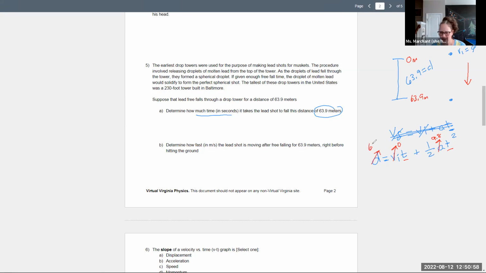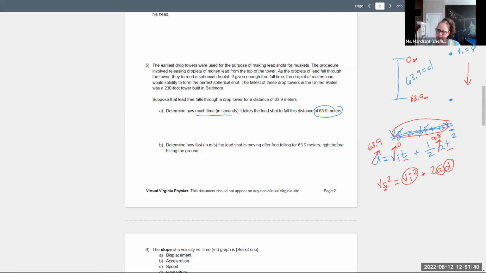My distance traveled is 63.9. Could I solve it here? Yes, but I'd have to use the quadratic equation. Is there a better one? What's my other distance one? V final squared equals V initial squared plus 2ad. I know my distance, I know my acceleration, I know my initial velocity. But I can't put 0 as my final velocity for the same reason I couldn't use it up here. There is going to be a value right before it hits that I would need, and I don't have that information.